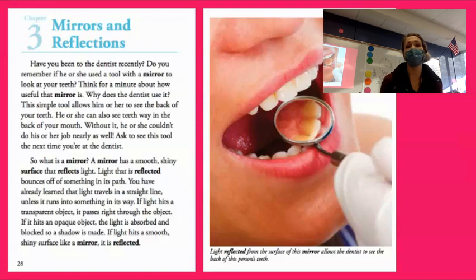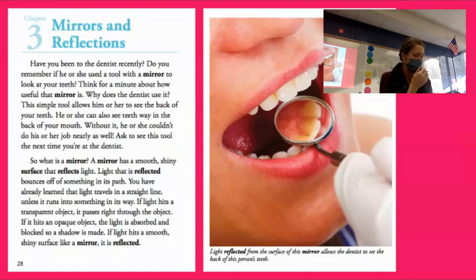Everybody point to the image we see on page 29. Let's read the caption together. Light reflected from the surface of this mirror allows the dentist to see the back of a person's teeth. So a dentist's job is to look at your teeth, but can they stick their head all the way inside your mouth to look at the back of them? No. So they're going to use that tool, that mirror. Being able to see that reflection is very helpful for people's jobs as well.